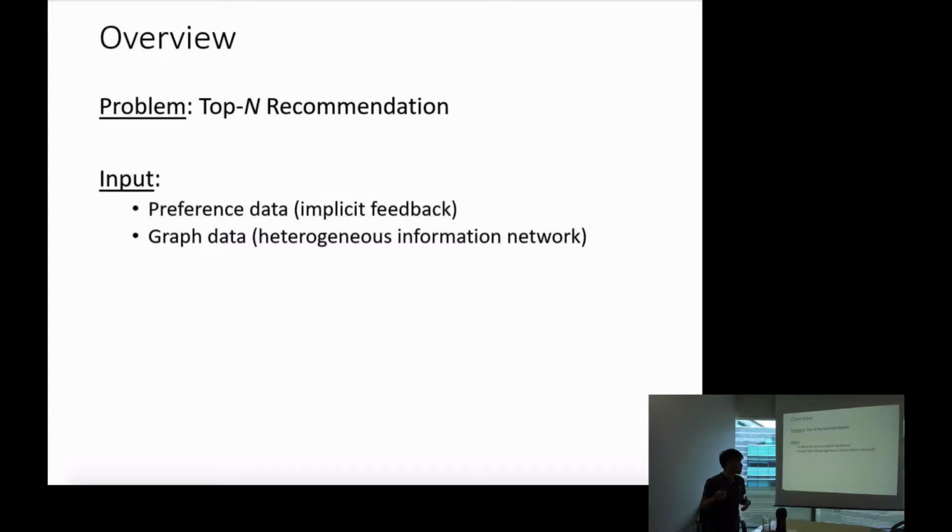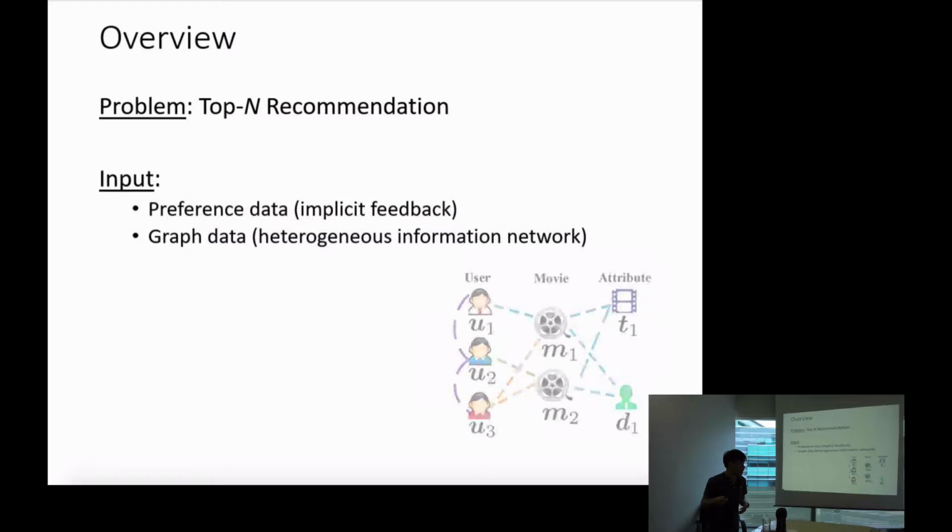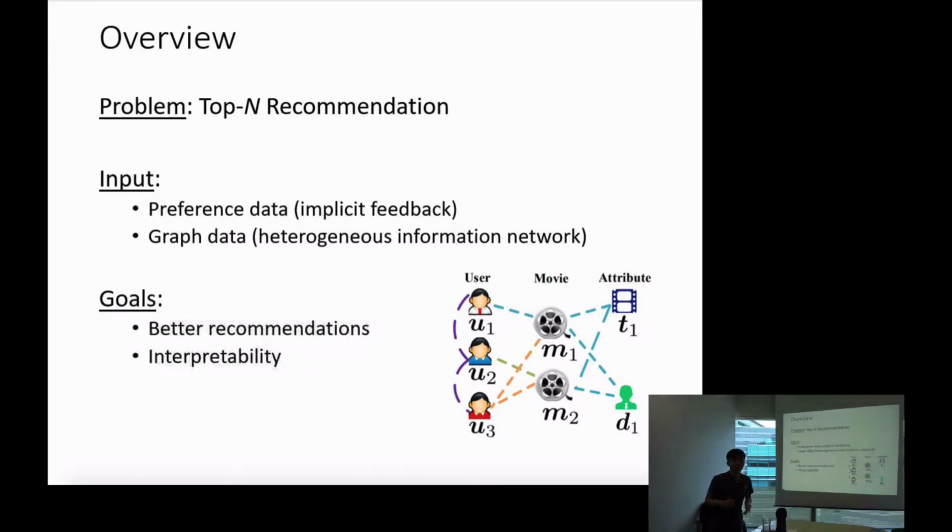So what is the heterogeneous information network? Here is one example. For example, we have a user, movie, and D is the director, and the attributes of movies. Those can be constructed as one heterogeneous information network, which I'll call HIN for now. This is one example of a HIN. The goal of this work is to introduce a model that can give better recommendations. Another goal is to show some interpretability of the model and of the recommendations.